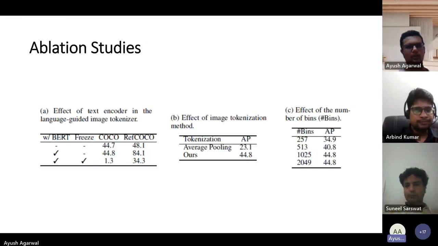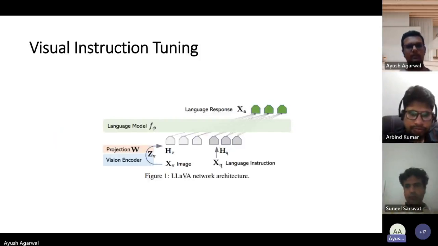So I was looking into a few more papers for LLMs and vision. One of those is visual instruction tuning. What they do is that they take an image that is passed through a ViT kind of architecture. For this, basically, they use the CLIP embeddings. These embeddings are then converted to an embedding that is suitable for the language model.